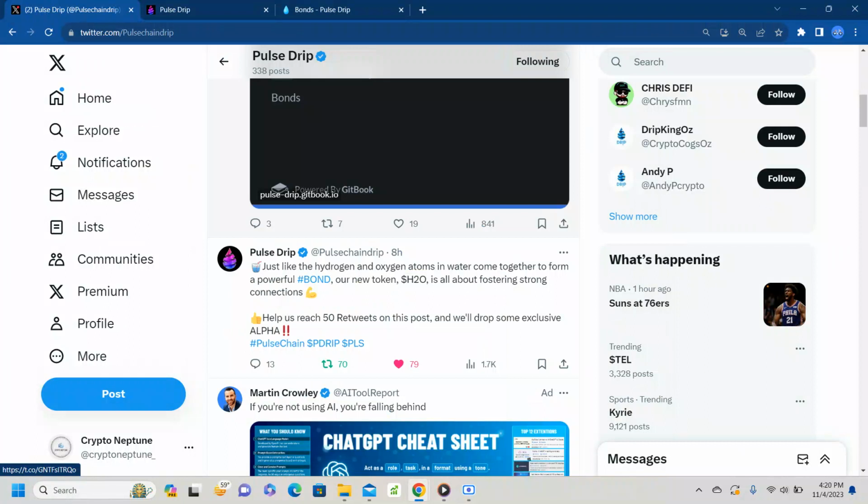But Eric and Matt, the developers behind PulseDrip, gave us some alpha. H2O is the new token, or utility token, that'll help support PulseDrip. And in this post right here, they basically say just like the hydrogen and oxygen atoms in water come together to form a powerful bond, our new token H2O is all about fostering strong connections.